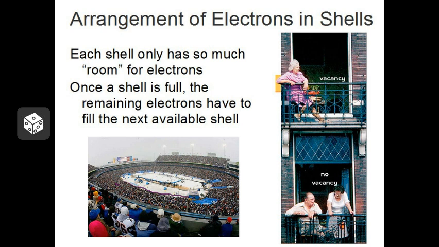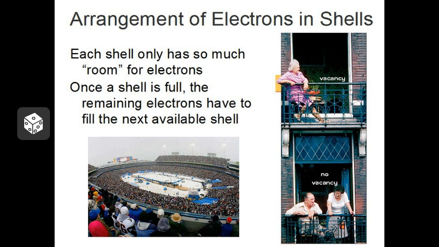If you go back a few rows, those rows are actually bigger, so they can hold more electrons. And if you go way back into the nosebleed section, those are the cheapest seats because they can hold the most electrons. So these different energy levels can only hold certain numbers of electrons, and that number tends to increase as you go from the nucleus out.